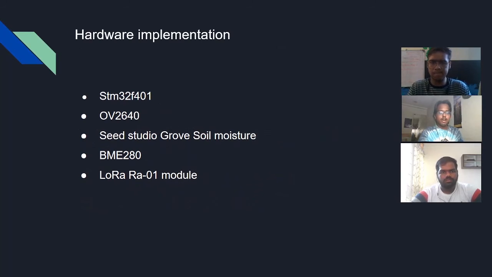So to continue, now we have the hardware implementation, especially in phase 2. And Mihir is going to talk about this.